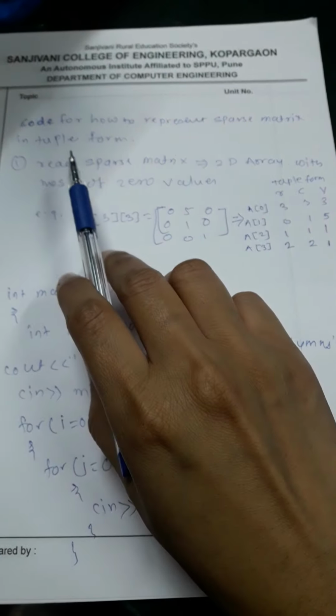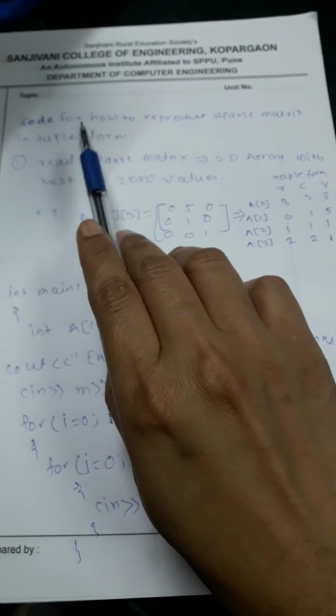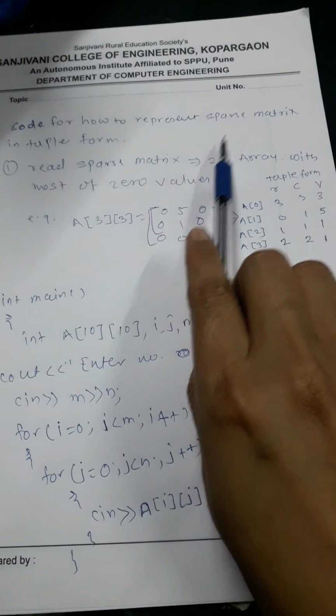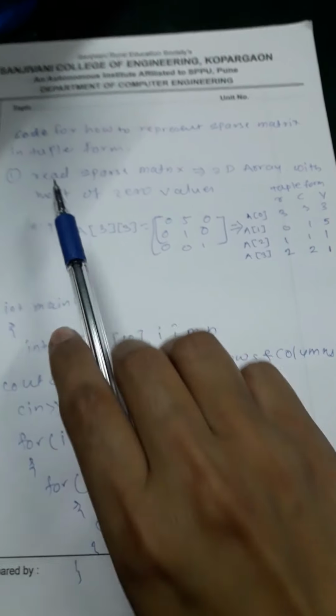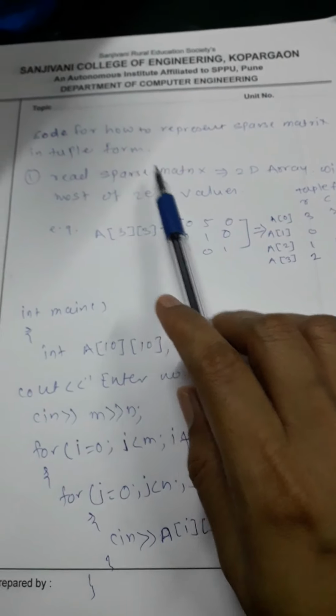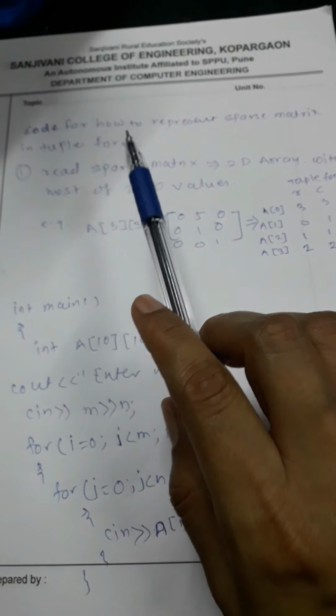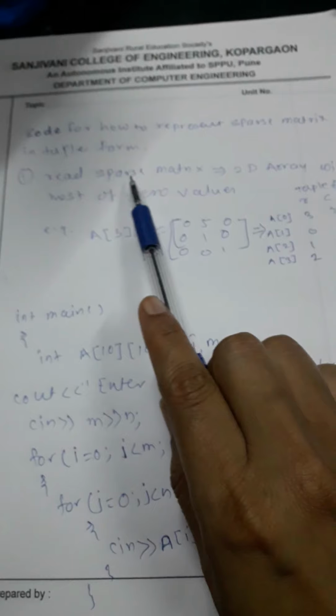In this video, we are going to see how to write a program for a sparse matrix and its representation in tuple form. To write a program for a sparse matrix, first we need to represent that sparse matrix. So, read the sparse matrix.